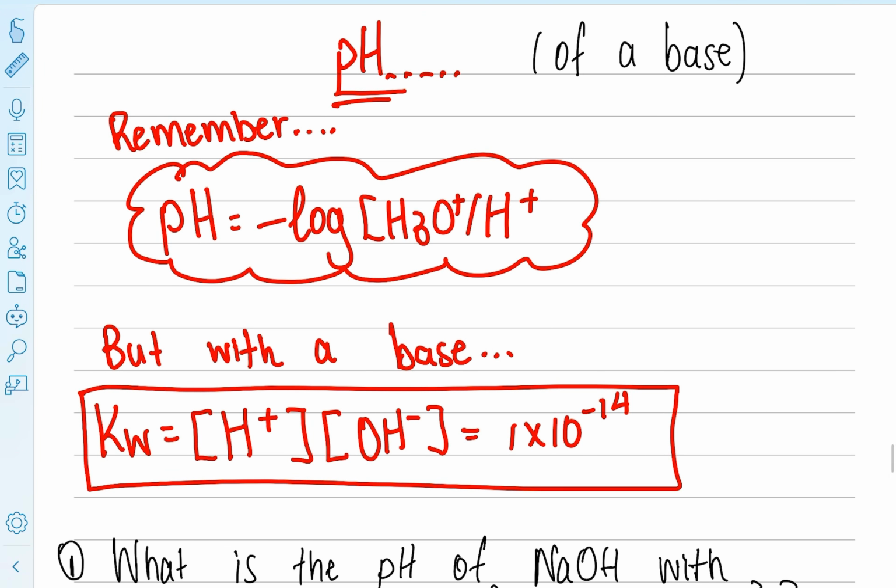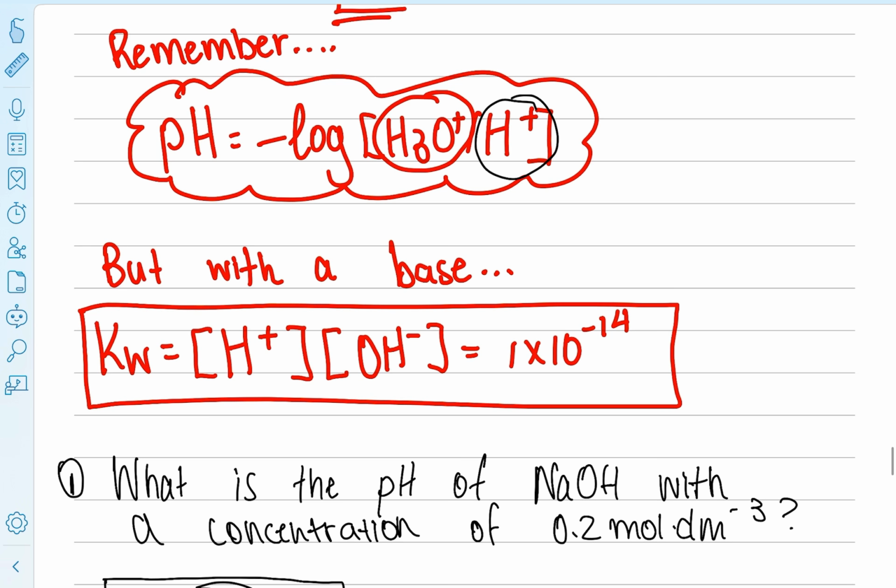Right, guys. So the next part I want us to go to is the pH of a base. Okay. So we've been looking at how to calculate the pH of an acid. And we said that, remember, the formula for pH wants us to have the concentration of the hydrogen ions or the concentration of the hydronium ions when we're calculating it. But now I'll show you how this formula comes in very soon.